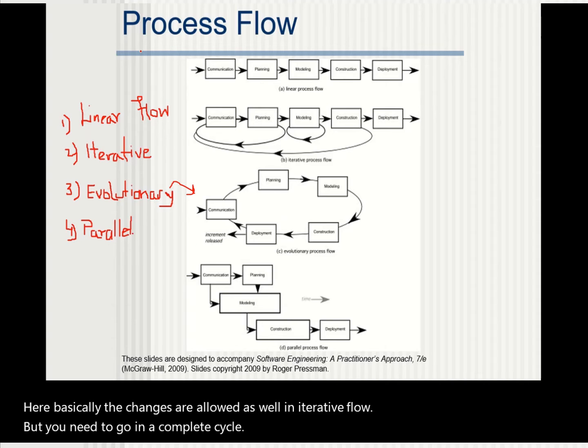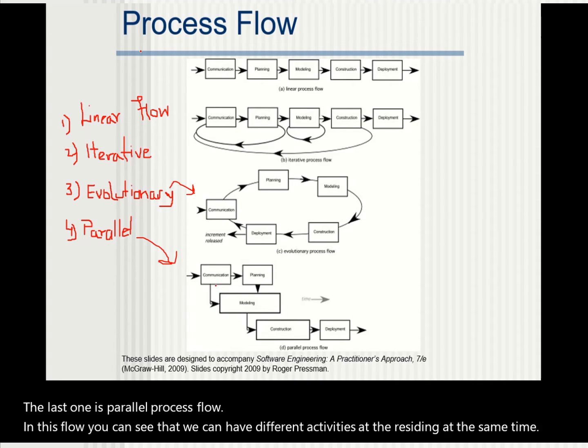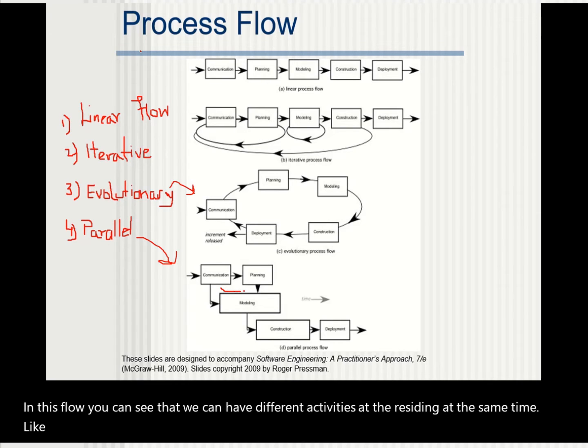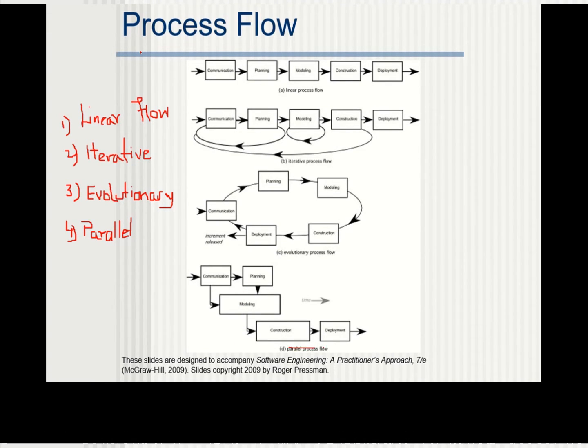The last one is parallel process flow. In this flow, you can see that we can have different activities residing at the same time. Like in parallel to communication, you have a planning phase. You can concurrently execute these two activities. After that, we have modeling phase, and then finally construction phase ends up in deployment phase.